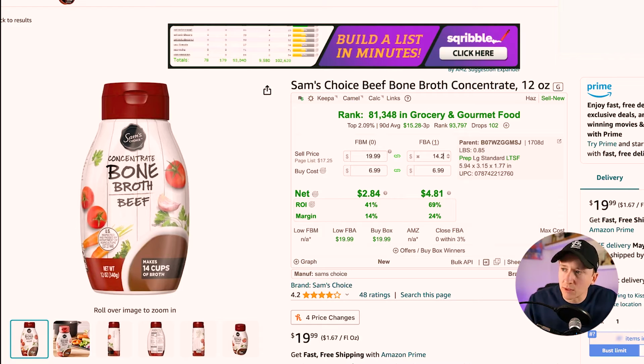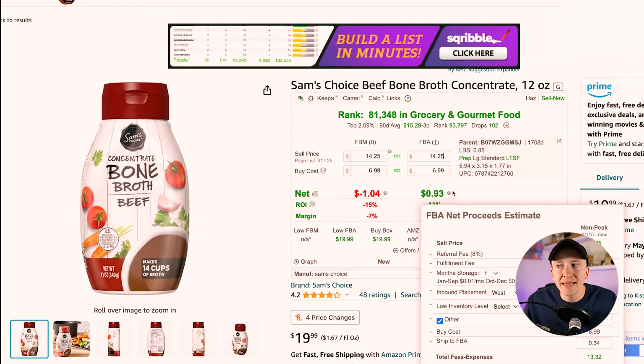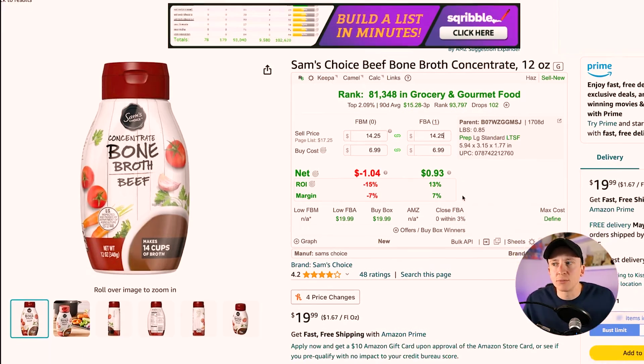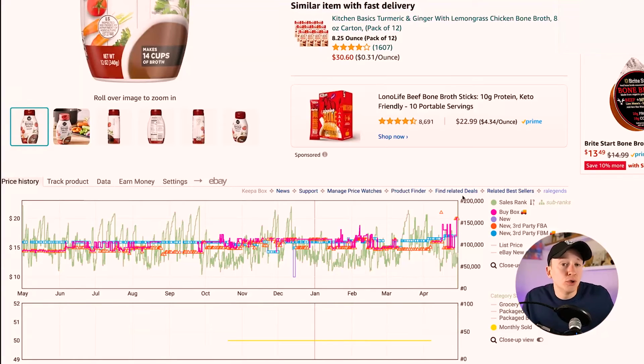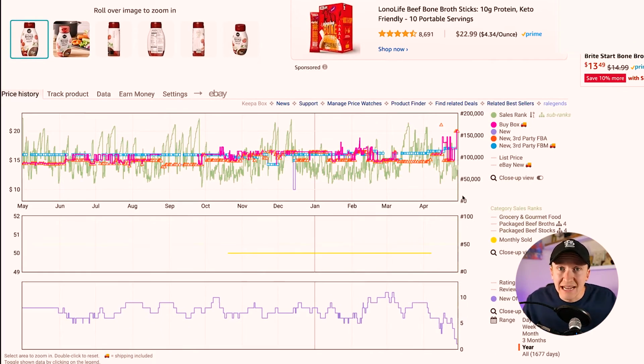So if it was $14.25 and it cost me $6.99, I'm making $1, I'm pretty much going to break even after prep expenses and sending it in. That at least tells me, hey, I'm not going to lose money in this instance. So I have a good opportunity to buy this, send it in, and sell it profitably. So that's just as an example, by the way.